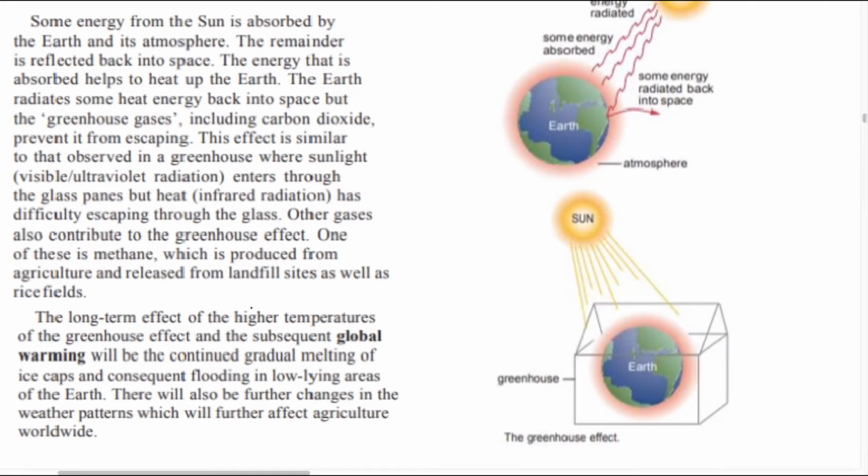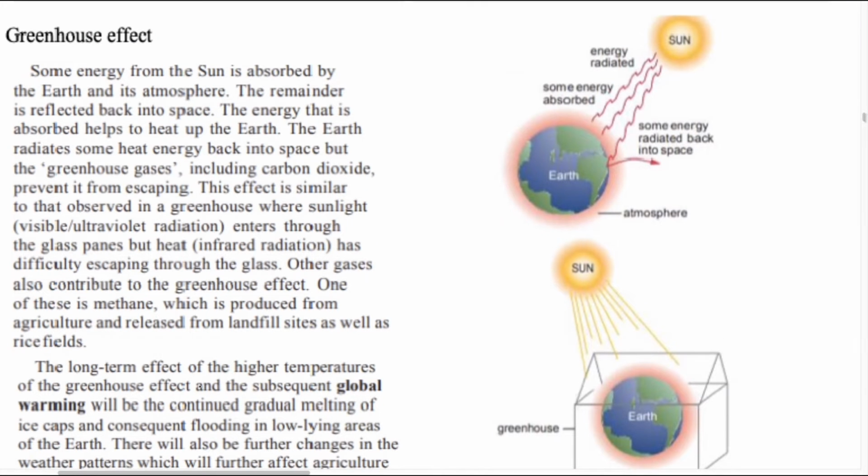The long-term effect of the higher temperature of the greenhouse effect and the subsequent global warming will be the continued gradual melting of ice caps and consequent flooding in low-lying areas of the Earth. There will also be further changes in the weather patterns, which will further affect agriculture worldwide.